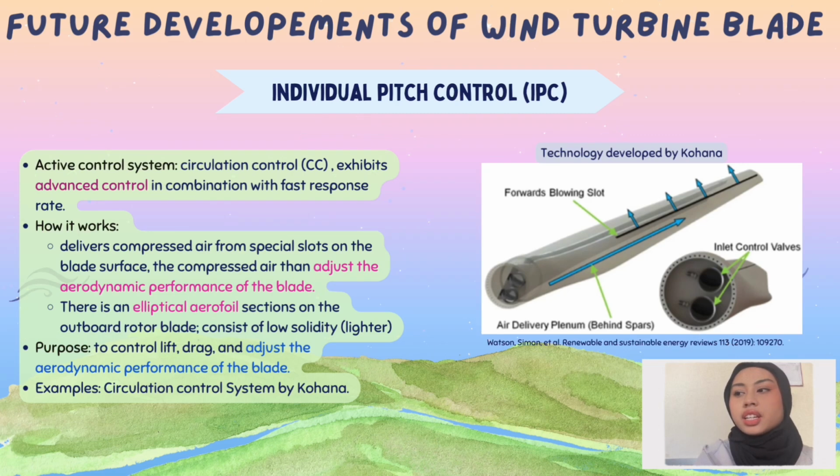And then there is an elliptical aerofoil on the outboard rotor blade, which has very low solidity, so it's much lighter than a regular wind turbine blade. The purpose of this design is to control lift and drag, and adjust the aerodynamic performance of the blade. For example, this is the wind blade developed by Kohana, and we can see the inlet control valves and the forward blowing slot on the blade.